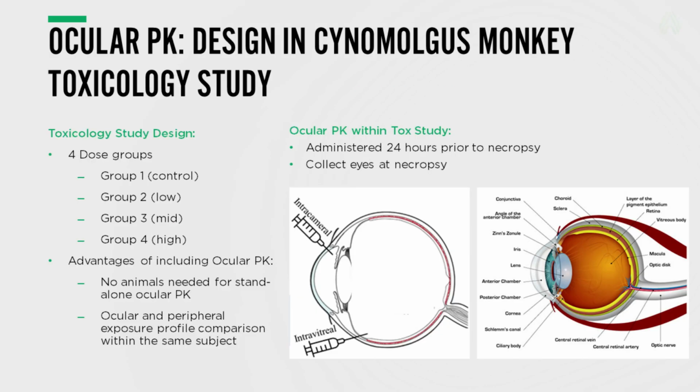One other design modification that I wanted to discuss does not necessarily address reducing the number of animals in a particular tox study, but it does address the issue of repurposing their use. So in this case, we had a tox study with a typical study design, again, with 4 dose groups, control, low, mid, and high, and the animals were administered the test article via an IV infusion twice, I believe.